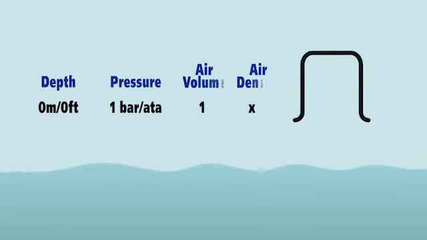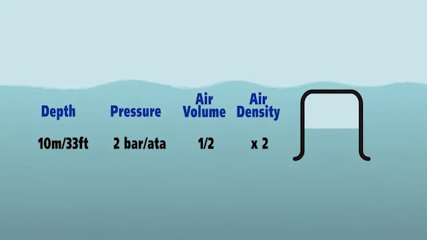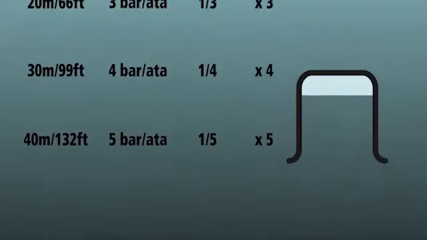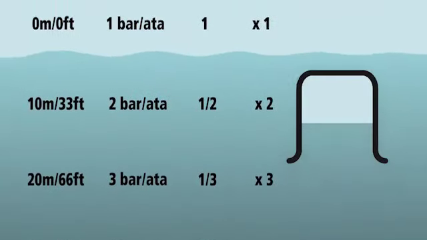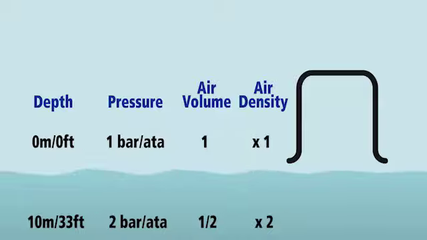As shown here, there's a relationship between the pressure and a gas's volume and density. At 10 meters or 33 feet, the pressure is twice the surface pressure, so half the air volume remains and the density doubles. The same relationship applies when you ascend. As the divers ascend, the gas re-expands so it's full of air at the surface.